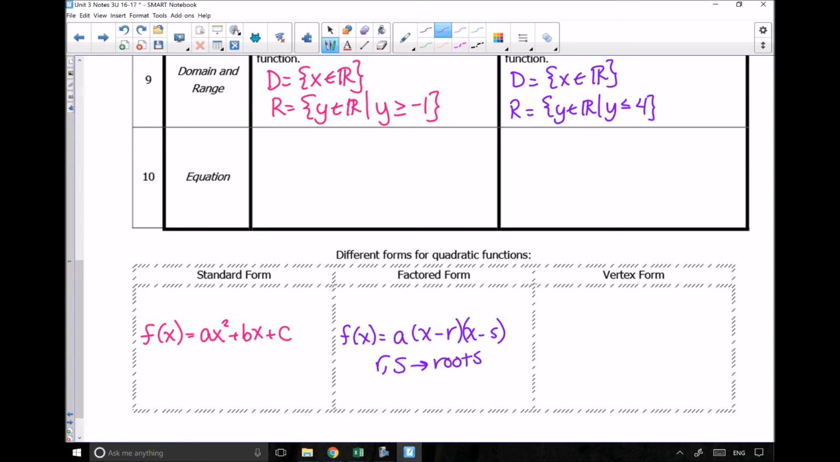Now, one thing I forgot to specify here is that a is not allowed to be 0, because if a is 0, this x squared here completely cancels out, and then it would just be a linear function, which is not possible for a quadratic function, okay?